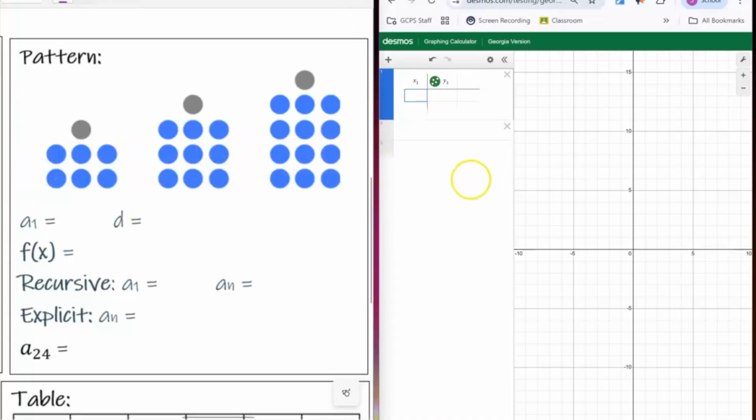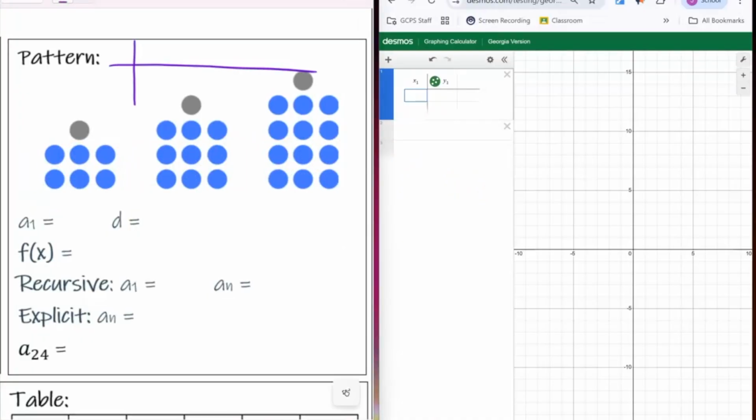So the first thing we're going to do if we're given a pattern is start off by creating a table. The x term in 8th grade, remember, is the nth term in ninth. And then the y term in 8th grade is the a sub n term in sequences.